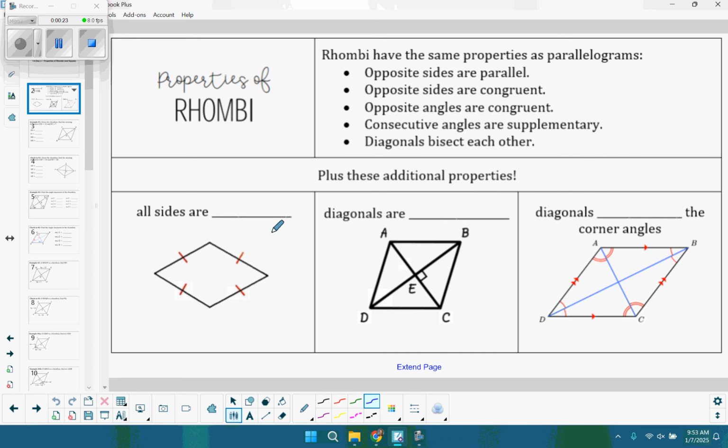But a rhombus has 3 more special things to it. All sides are congruent in a rhombus, so all 4 sides are exactly the same length. The diagonals are perpendicular, so they form right angles. And the diagonals will bisect the corner angles. So the 2 angles here match the 2 angles here, and the 2 angles here each match the 2 angles here.